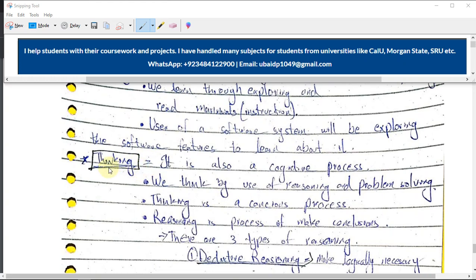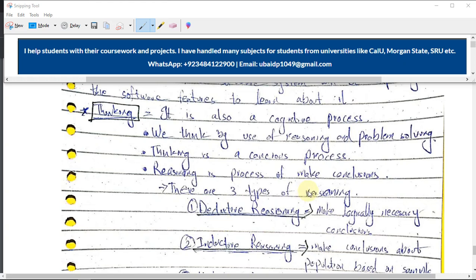Then there is the fourth cognitive process called thinking. We think by use of reasoning and problem solving. So there are two processes involved in thinking: one is reasoning and the other is problem solving. Let's talk about reasoning. Reasoning is the process of making conclusions. Whenever you make conclusions, you are basically reasoning in your mind, right?